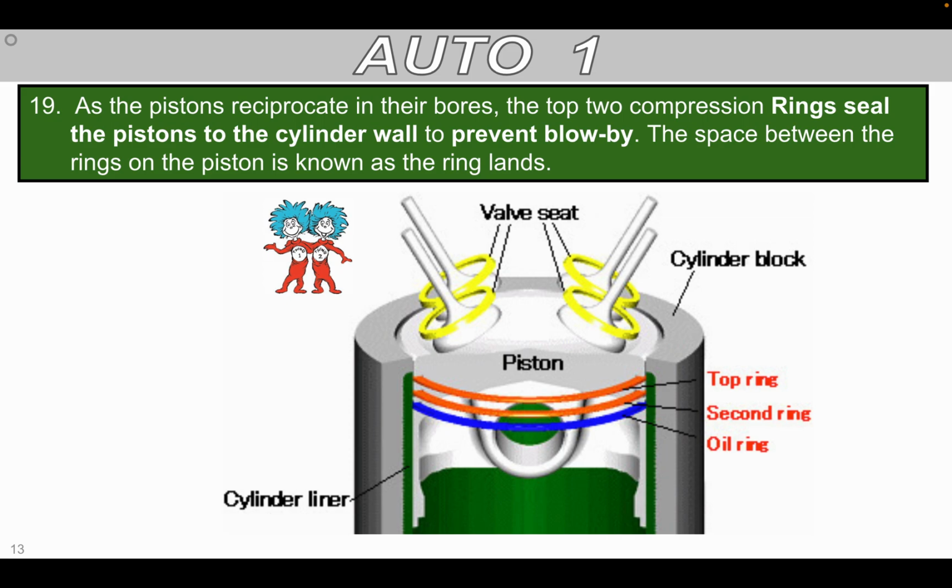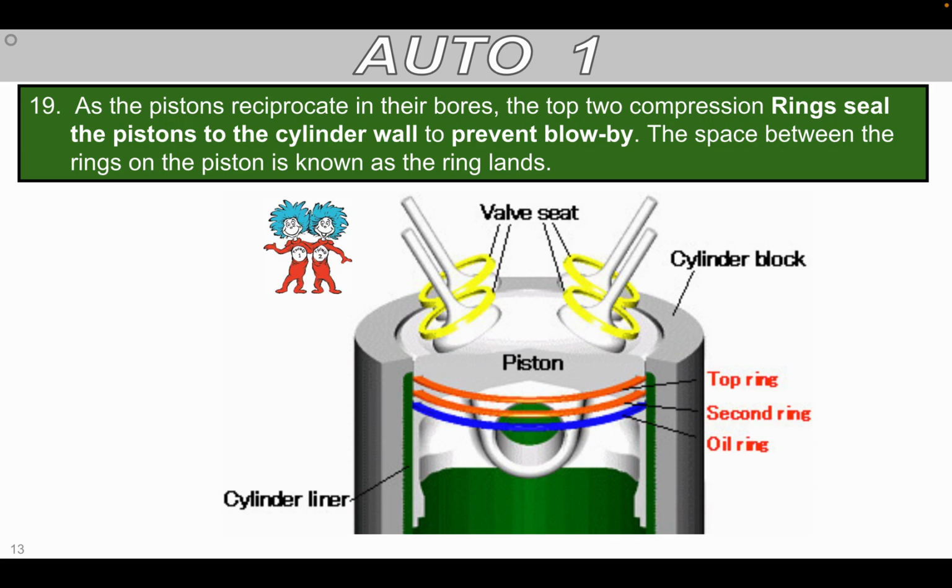Piston. Here's my cylinder wall, right here. Okay? My piston's right here. I've got 1, 2, 3 rings. The top 2 rings, right there, are going to essentially seal the piston against the cylinder wall. Okay? The piston by itself never actually comes in contact with the cylinder wall. At least it shouldn't.